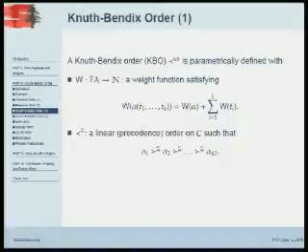So here is the definition of Knuth-Bendix order. A Knuth-Bendix order is defined with two parameters. One is the weight function. Now we have the weight function. We can assign each individual symbol a non-negative integer.